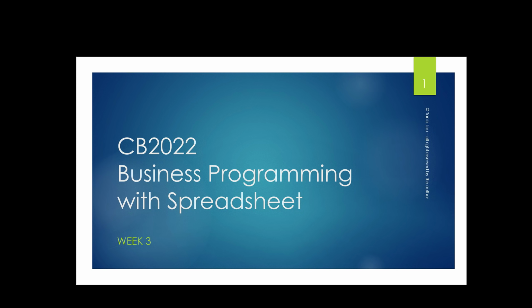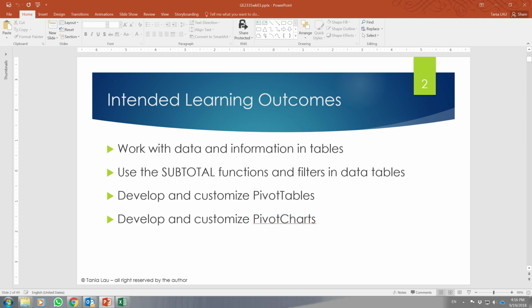In week 3, we are going to look at dataset table and pivot table. So these are the intended learning outcomes. Work with data and information in tables. Then we are going to look at how we can make use of different functions and filters in different tables. After that, we will start creating pivot tables and pivot charts.